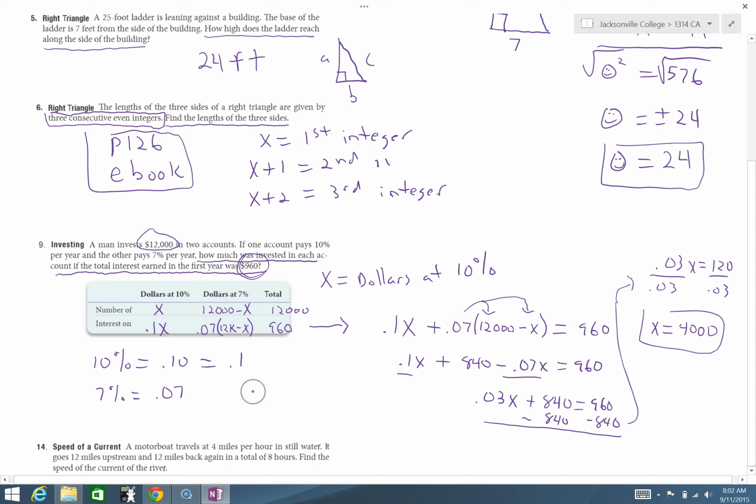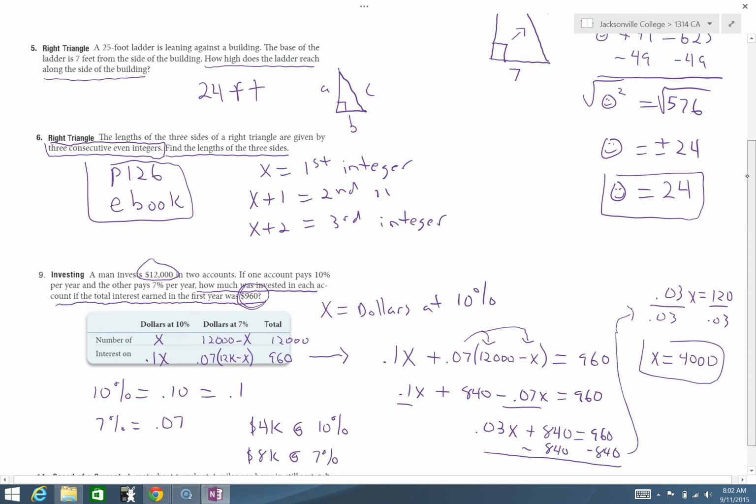So he invested 4,000 at the 10%, and he invested 8,000 at the, did my little at sign poorly, 7%. So he didn't invest very wisely. All right, that is number 9. You will have a similar kind of investment question.